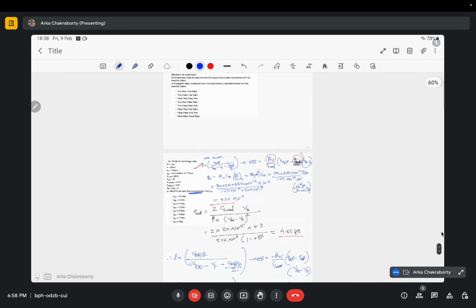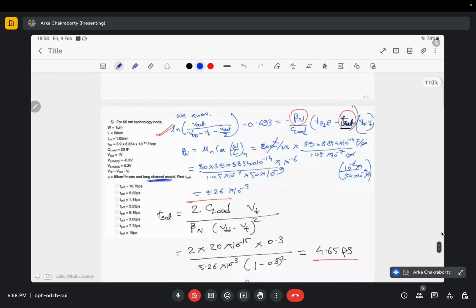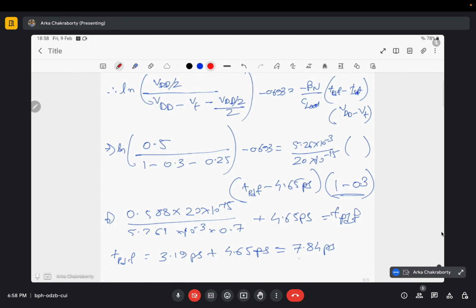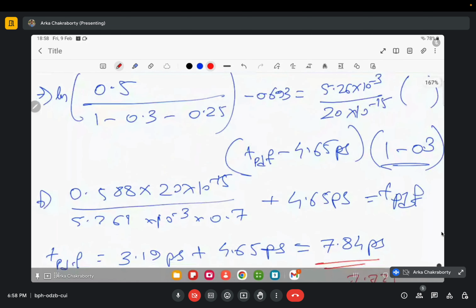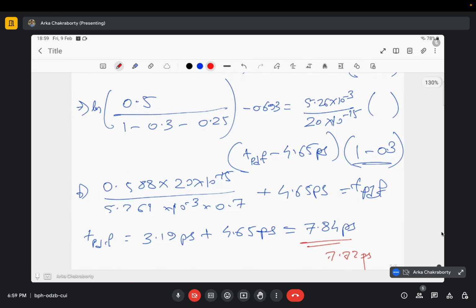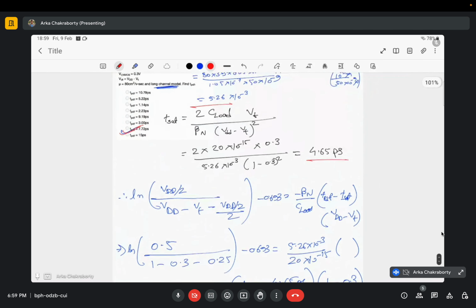If you check, instead of 7.84 there is 7.72 picosecond. This one is the correct answer, 7.72 picosecond. We have taken some rough estimations. Some points I have avoided, so that's why I got 7.84 instead of 7.72 picosecond. But you will get the correct range of your output.